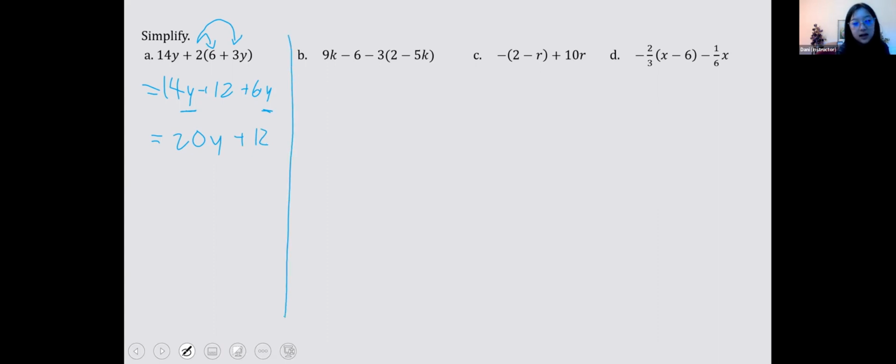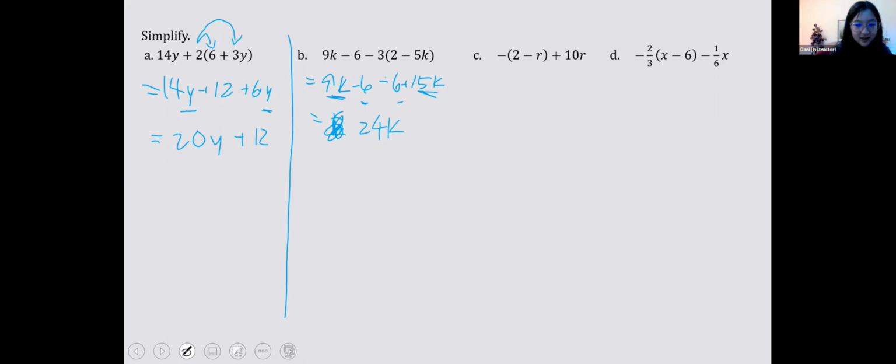And then for this one will be 9k minus 6 minus, distribute negative 3 onto 2, which will be negative 6, and negative 3 times negative 5k will be plus 15k. And there's 4 terms actually. 9k and 15k are like terms, and negative 6 and negative 6 are not really considered like terms. It's just that they're both constants. So yeah, this will be 24k minus 12.